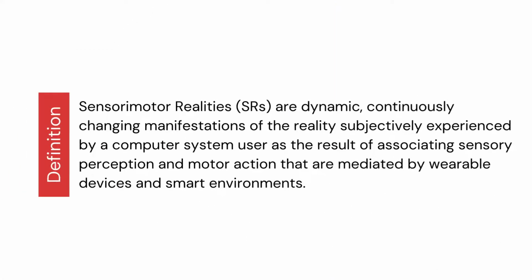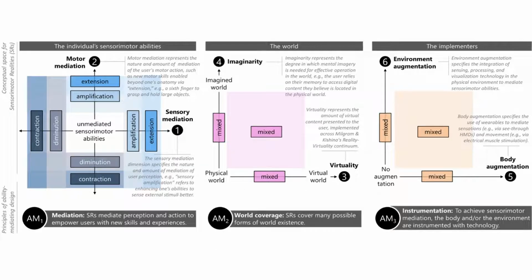Based on these principles, we introduce an operational definition for sensorimotor realities as dynamic manifestations of the reality subjectively experienced by a computer system user as the result of associating perception and action mediated by wearable devices and smart environments. We also introduce a conceptual space with 6 quality dimensions to address mediation of sensorimotor abilities in new computer-mediated worlds.